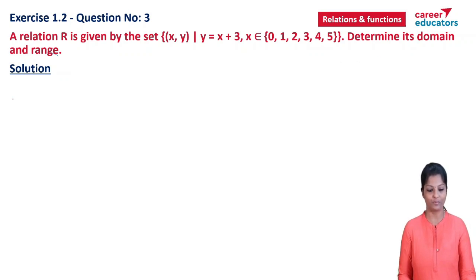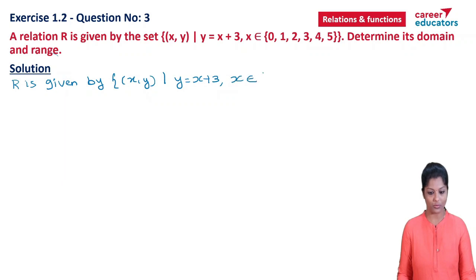Let's solve the problem. R is given by {(x, y) : y = x + 3}, x belongs to {0, 1, 2, 3, 4, 5}. First, we have to find relation R. To find relation R, we have to substitute all the values of x in y = x + 3.